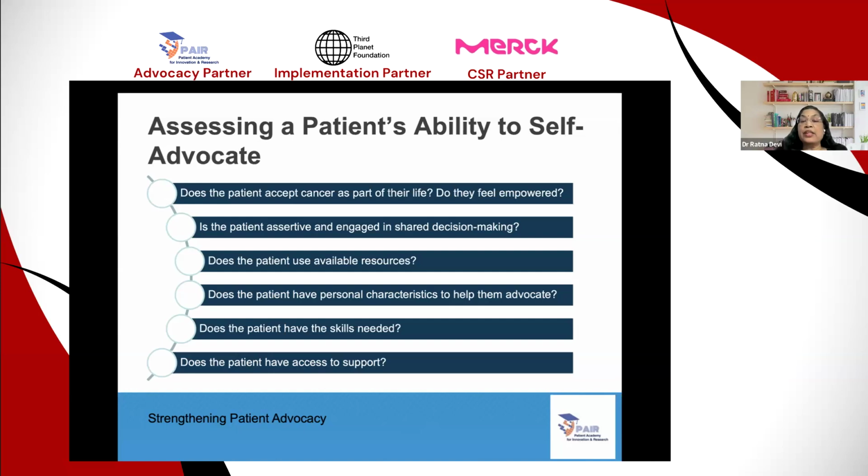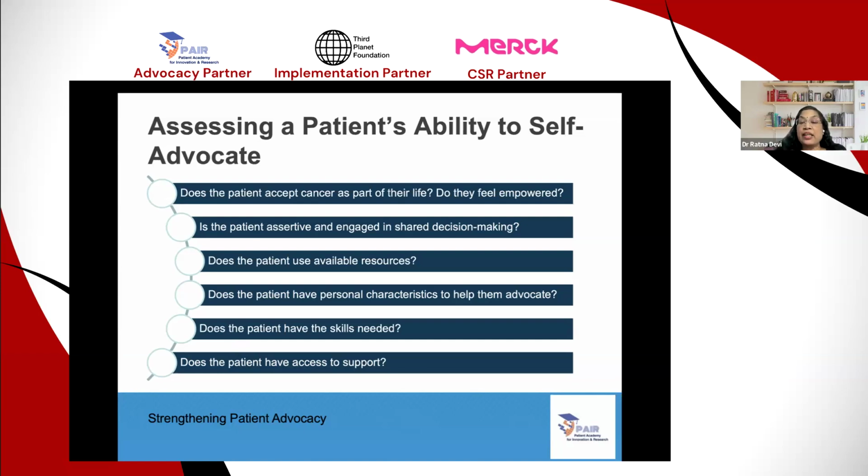Does the patient use available resources? Are they able to research the web? Are they able to look at various resources and make informed choices? Let us be honest, on the web there is a lot of information, but not all information is genuine. So is the patient able to discern whether the information available on the web or on various printed pamphlets, etc., is genuine, and are they able to decipher that genuine resource and convert it into action?